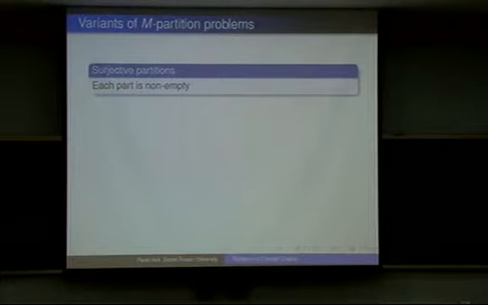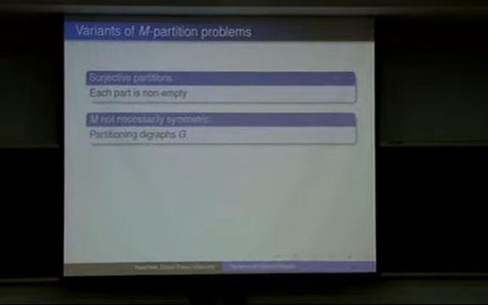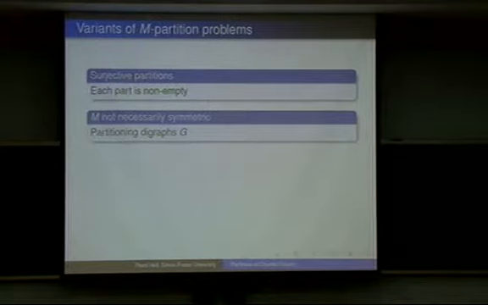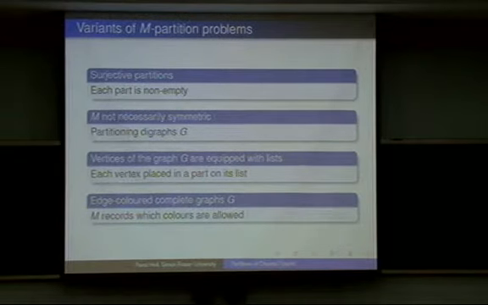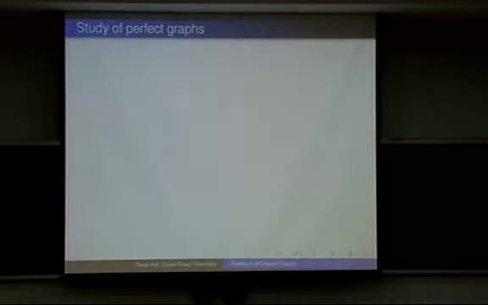So I have just mentioned one variant of the problem, which is that you have non-empty parts, so the mapping underneath it is surjective. You might talk about digraphs instead of graphs. The matrix then is no longer symmetric. You can add lists to vertices, just like in a list coloring or list homomorphism. Each vertex comes equipped with a list of parts in which it can be placed. Or you can talk about more general versions of the partition problem in relations which are more general than binary, but I will not do that in this talk.